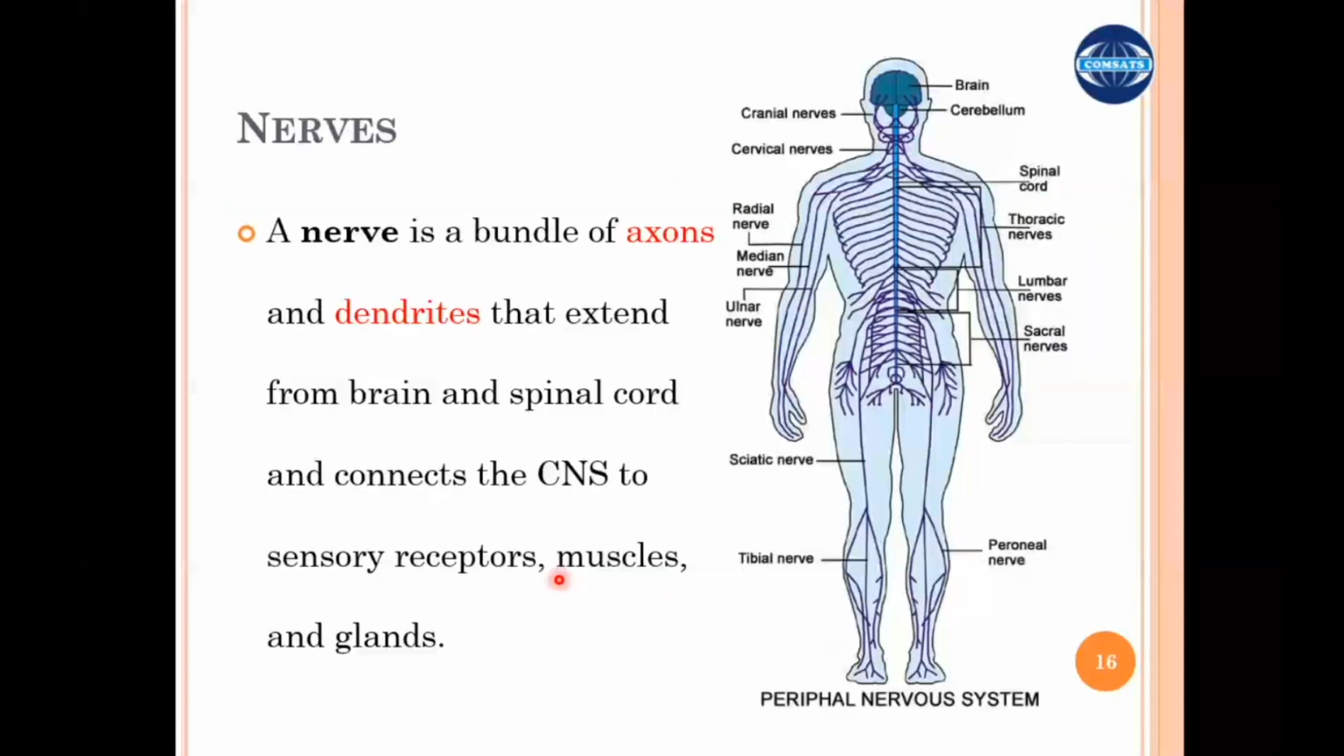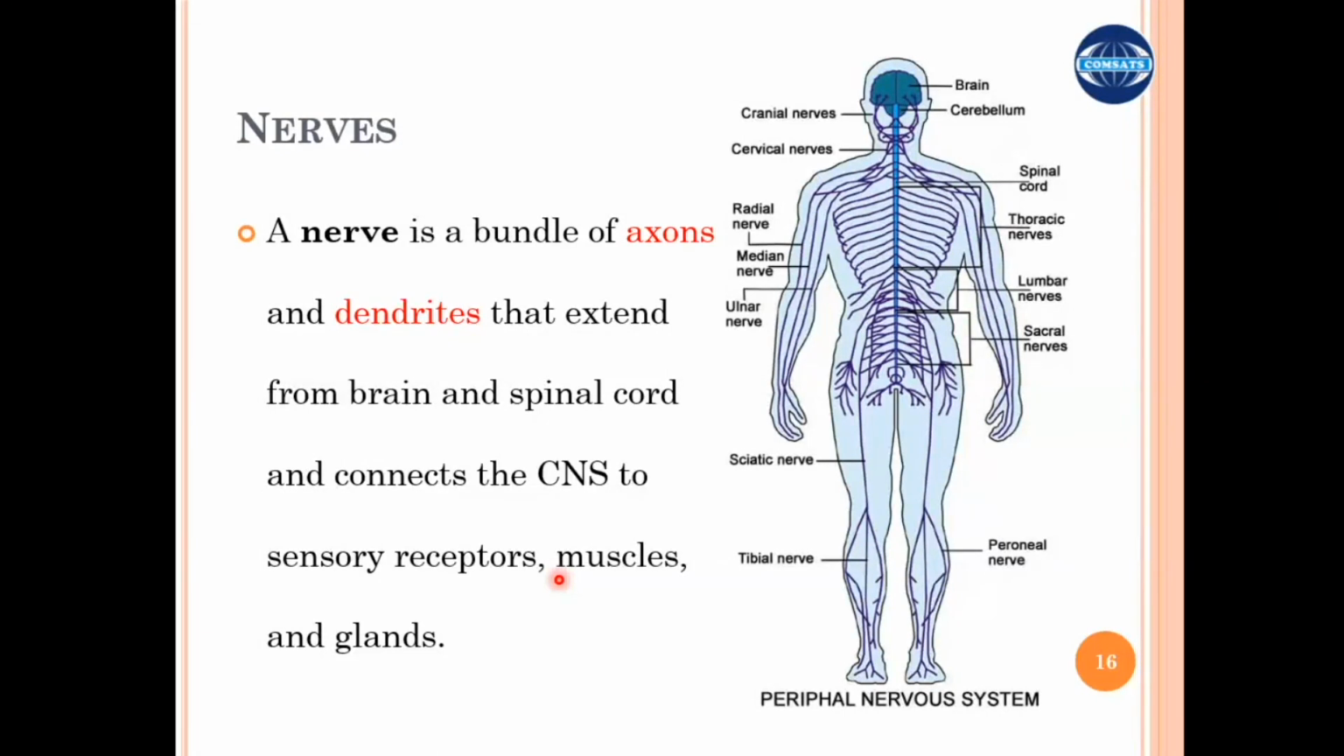Then the nerves are the second component of the peripheral nervous system, which is a bundle of the axons and dendrites. You must recall the structure of the neuron. Basically, there are three parts of a neuron. The receptor part is called the dendrites, the smaller extensions from the cell body. The main cell body is the second part, and then an axon which takes the message from the cell body towards the end and transmits it to the dendrites of another neuron or to the central nervous system.